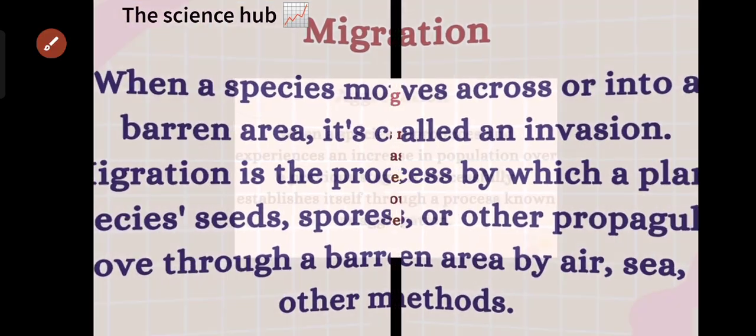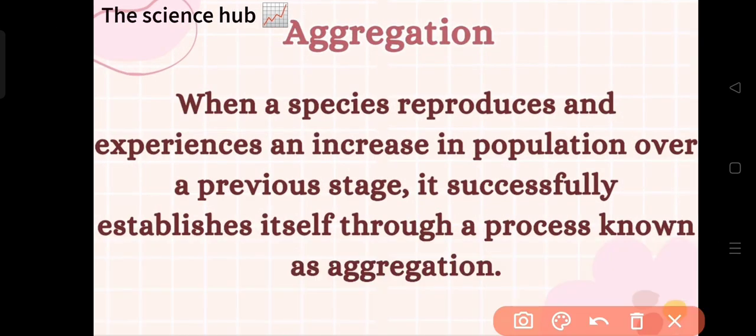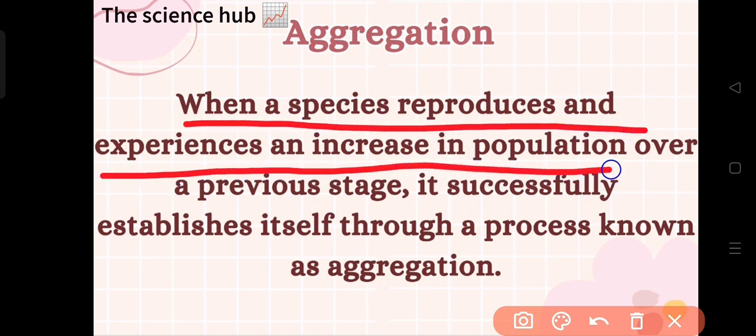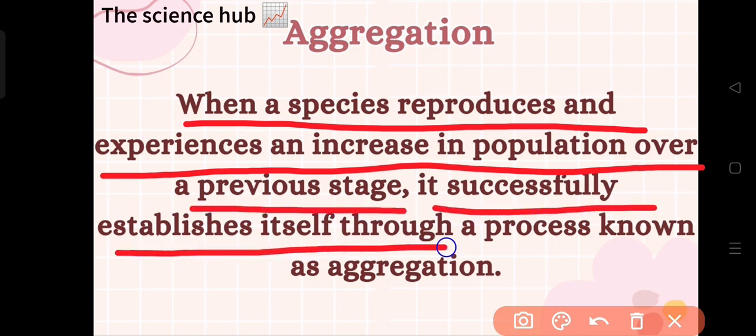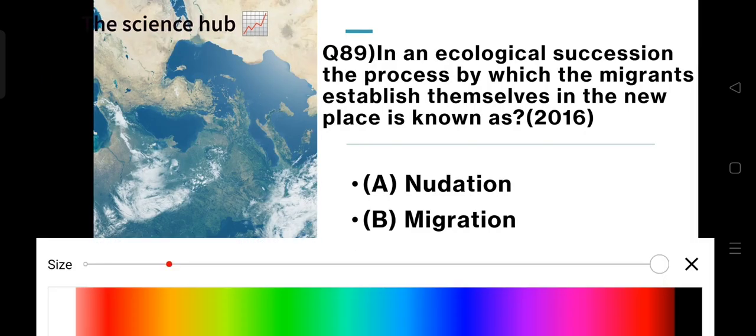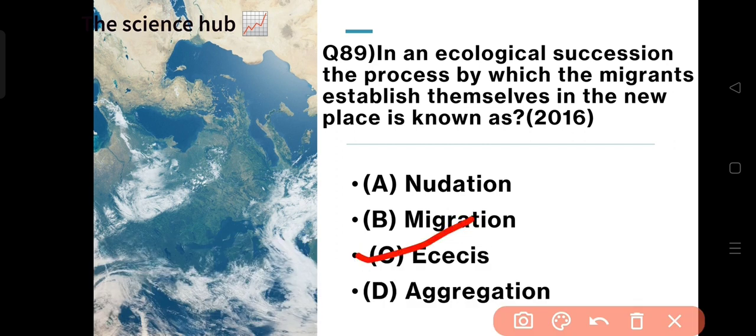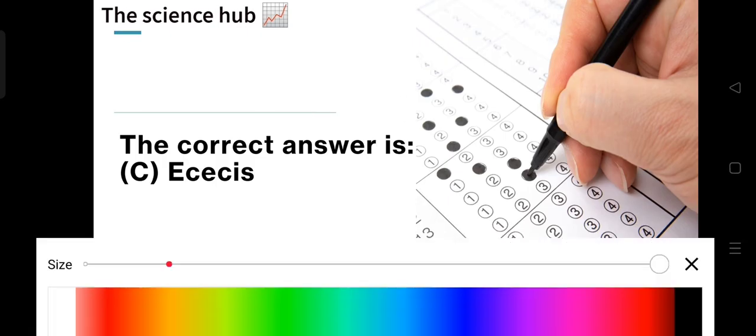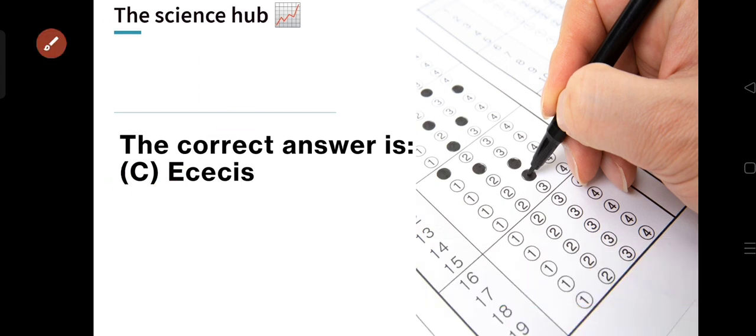Now moving on to the next term, that is aggregation. When a species reproduces and experiences an increase in population over a previous stage, it successfully establishes itself through a process known as aggregation. So here ecesis is the most specific term to describe the initial establishment and growth of organisms in a new environment during ecological succession. So the answer is ecesis, that is option C. Now moving on to the next question.